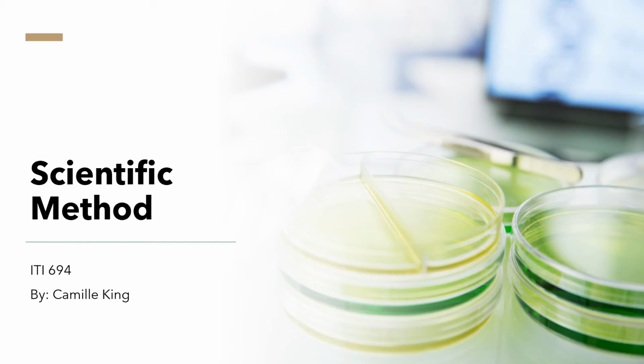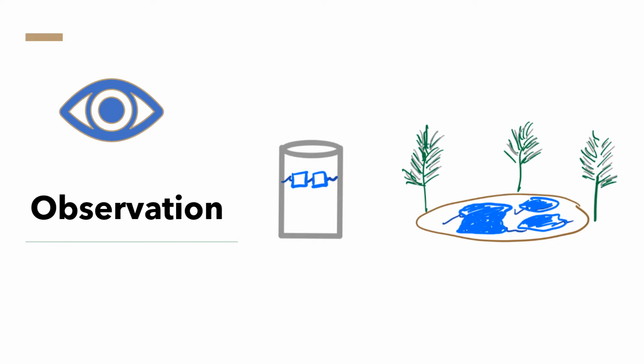For this assignment, I'm going to discuss the scientific method, a core concept in both chemistry and biology classes. The first step is observation. You can make a real-life observation at home or out in nature. This example is about observing ice and how it floats.